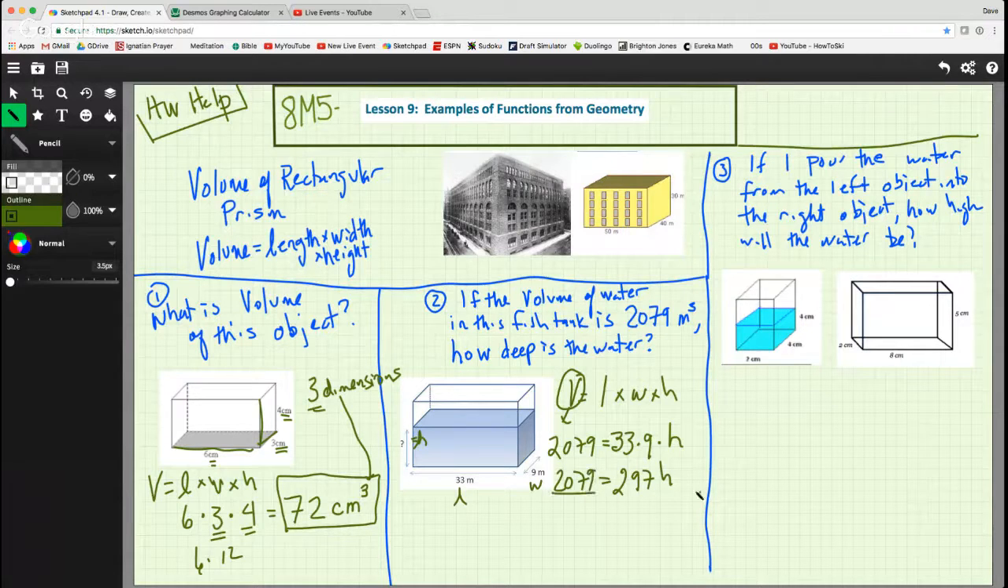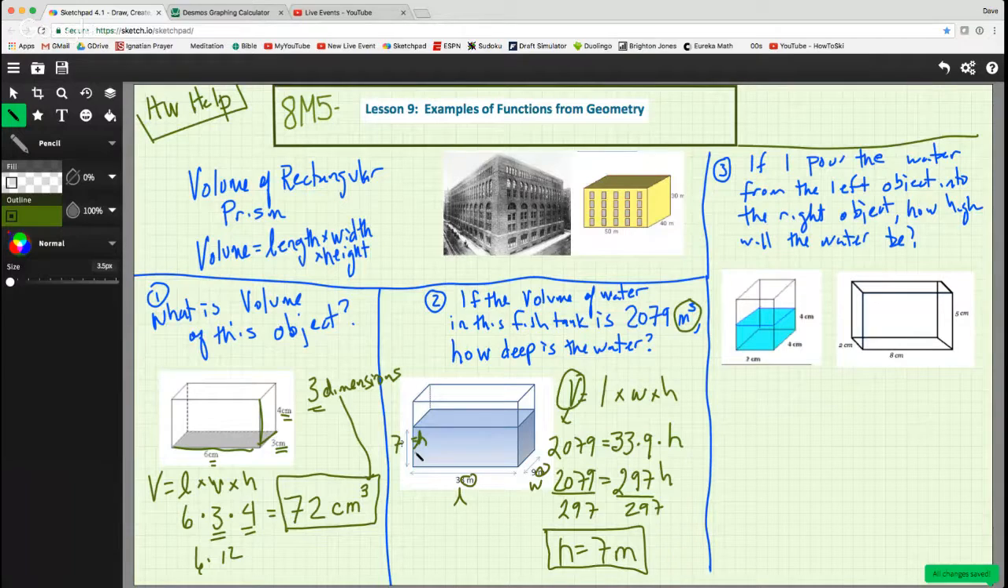Now to get to H, I'm going to divide both sides by 297. 2079 divided by 297, and I get 7. Oh, nice even number. If these were meters cubed and everything I'm doing is in meters or meters cubed, my answer must be 7 meters high. So our height is 7 meters.